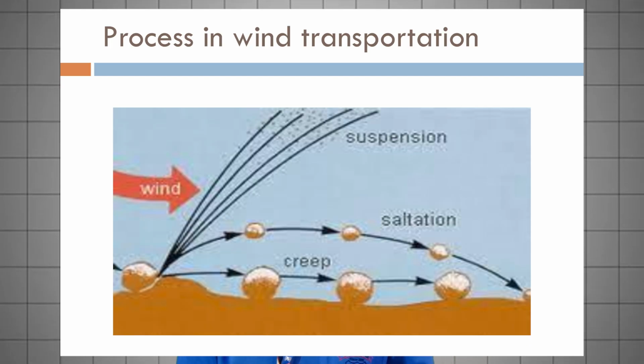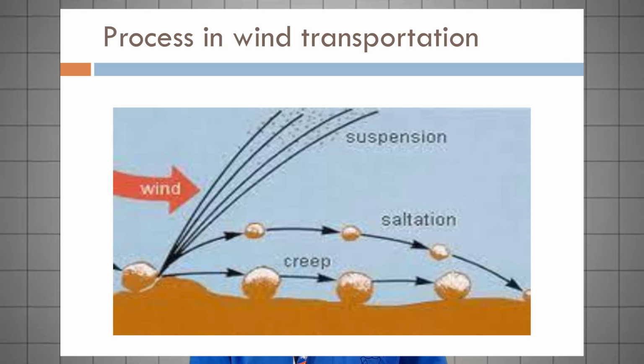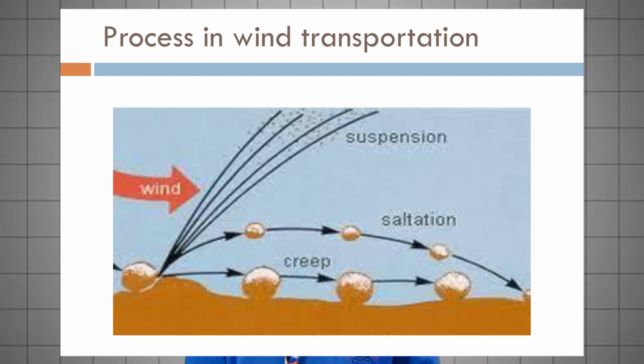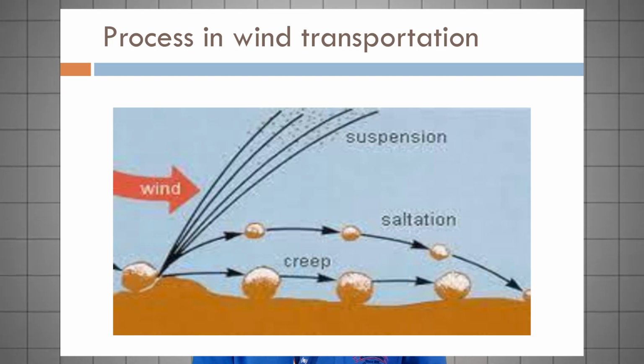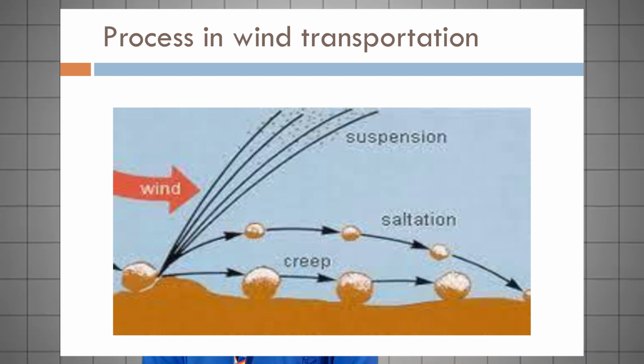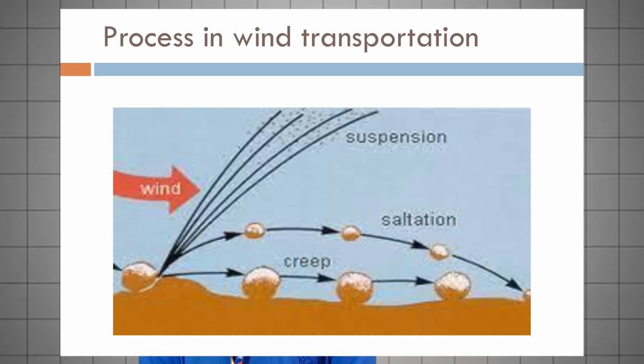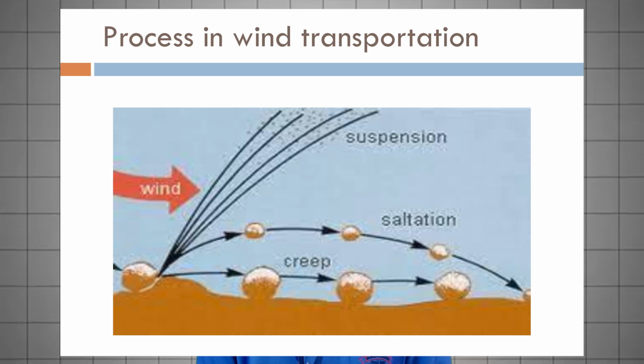Suspension is nothing but carrying the material from a few hundred to a few thousand meters. And the second one is saltation. Saltation is nothing but the carrying of materials in a series of skips and jumps. Creeping is the third one. It is the carrying of larger sized materials by rolling action, rolling of materials on the earth surface. It is also called traction.